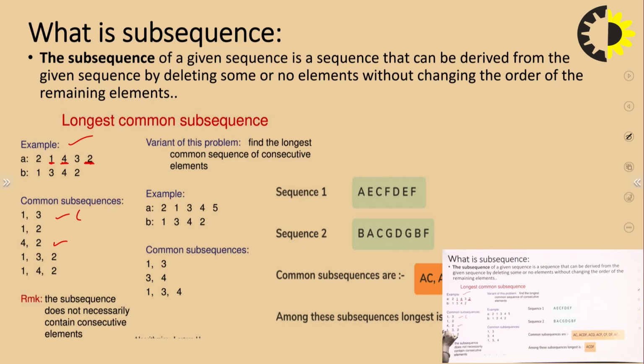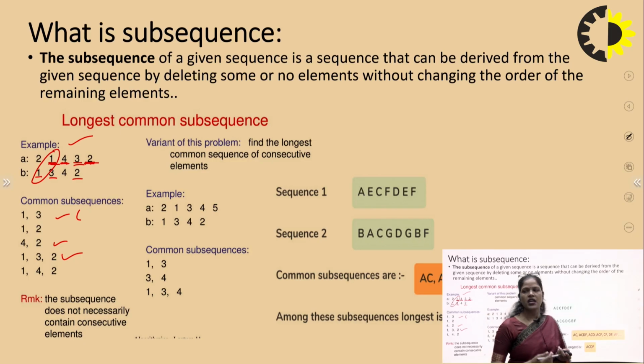Next we will talk about 1 3 2. 1 3 2 is present in both strings, so we can say this is a subsequence of the given strings. Next we will talk about 1 4 3, and next 1 4 3 2, because the order should not be disturbed.